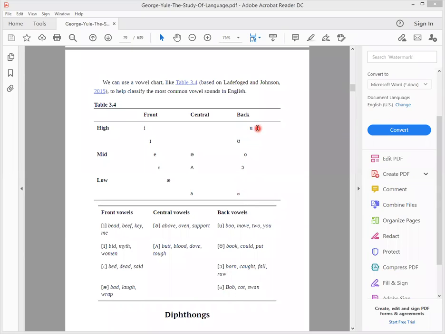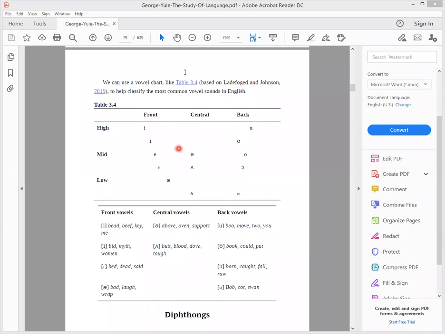So the comparison is oo, oo, and o. Then we have a sound as in bob, cod, and swan. Oo, oo, o, and a sound. So these are the front, central, and the back vowels.